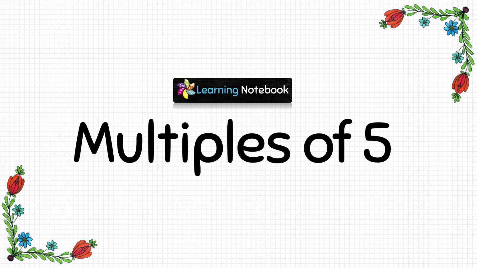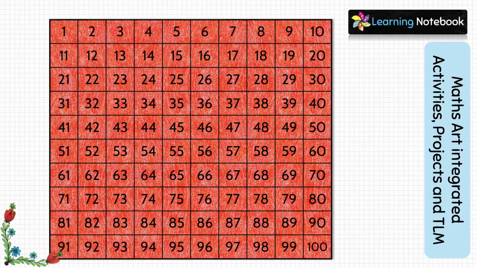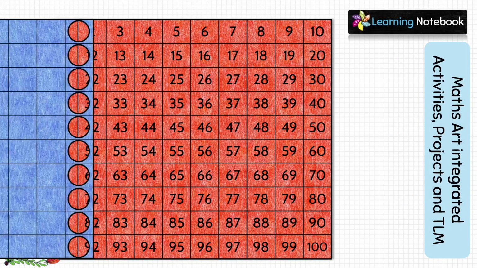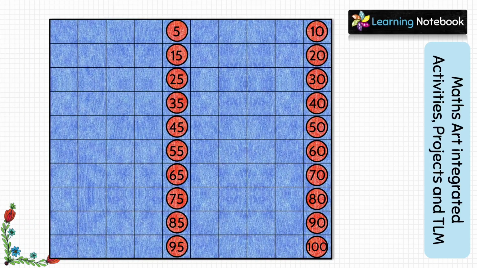In the same way, let's find multiples of 5. To find multiples of 5, we will place the blue grid over the red numbered sheet. The holes will now show multiples of 5. 5, 10, 15, 20, 25 and so on till 100.